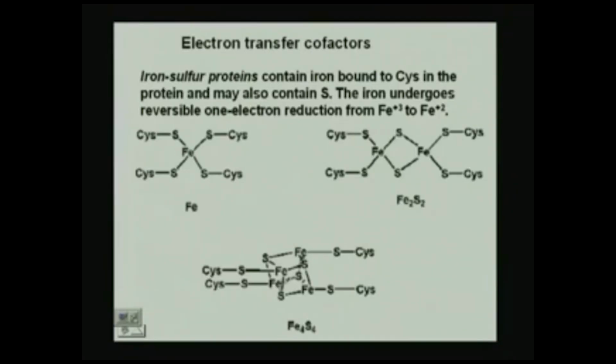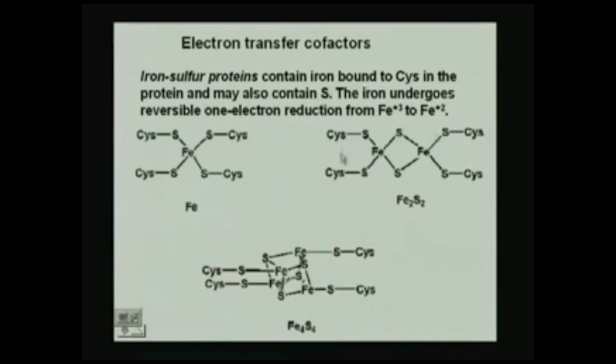So, what does that help me with? It helps in taking up an electron or giving an electron. Because eventually I am looking at electron transfer. I need certain moieties in the system that will be capable of 1 electron reduction, 2 electron reduction, whatever. So, we have certain proteins that are going to be associated with this. These are the iron sulfur proteins that contain iron bound to cysteine in the protein and may also contain sulfur.